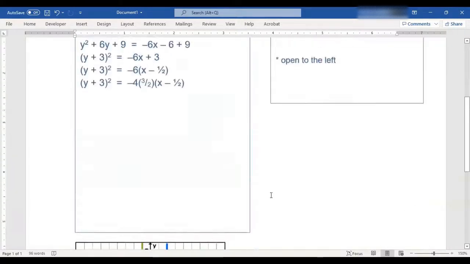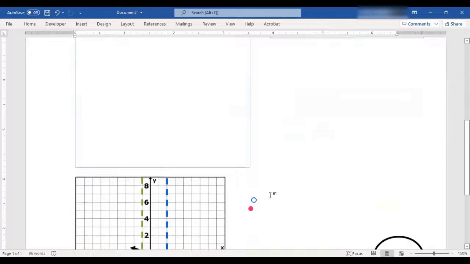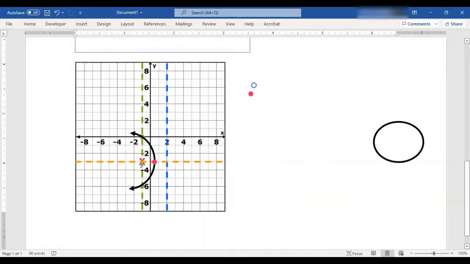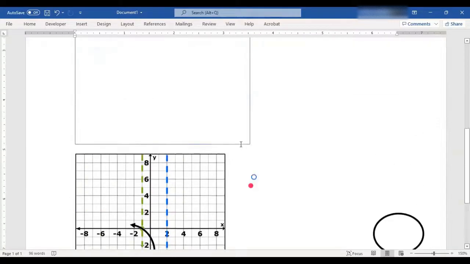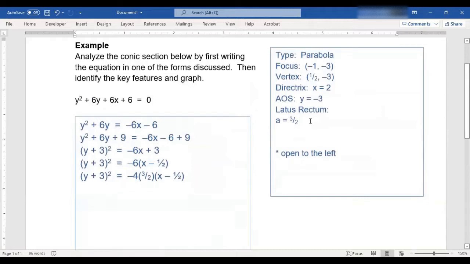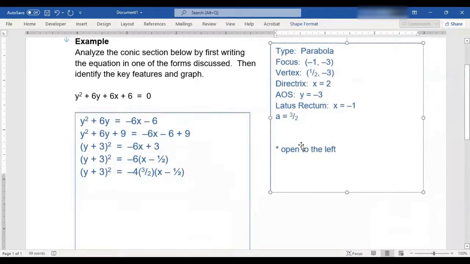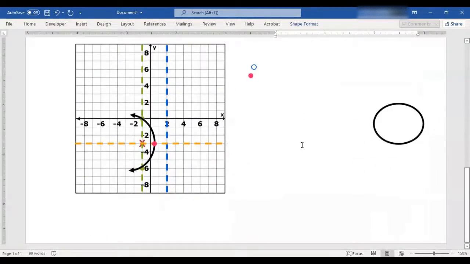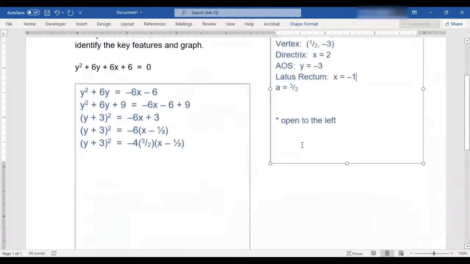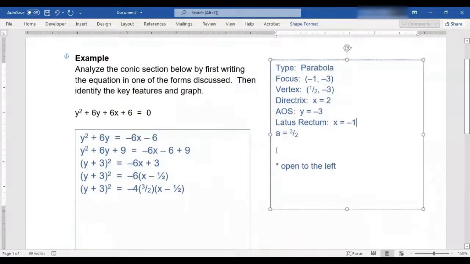Is that all the pieces here? Oh, I got to write the equation for the latus rectum. That runs through -1 here. And it's a vertical line, so it's going to be of the format x equals -1. All right, so we've got all of the components of the parabola. We have the graph, so there we go. That's how we have analyzed this conic section.